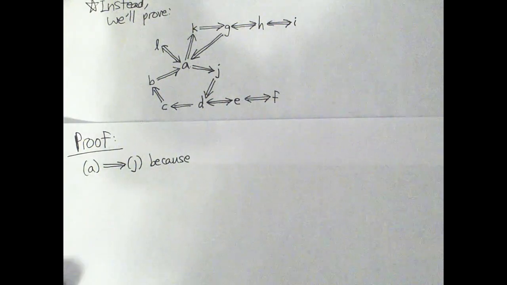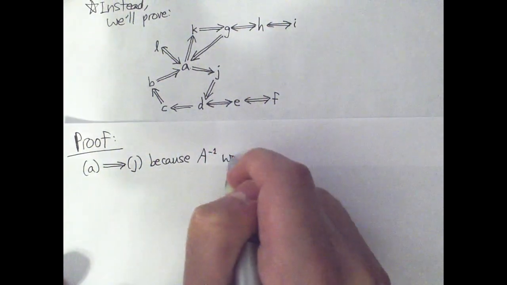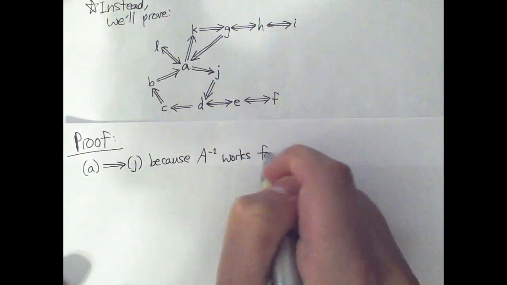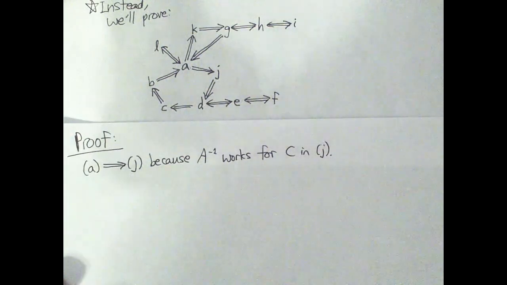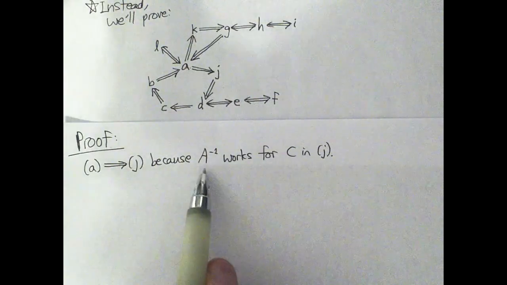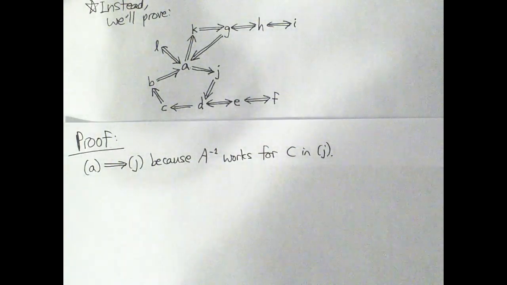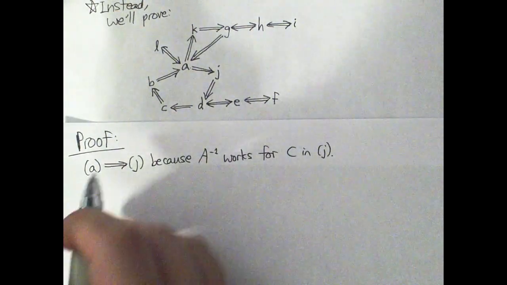Can you see why J is true? It's because A inverse works. It works for C in J. That's kind of the end of that proof. A implies J. Just let C equal A inverse. So we're done. If A is true, then J is true.